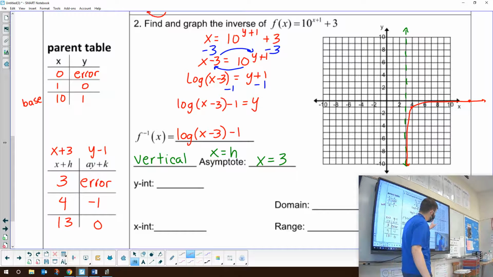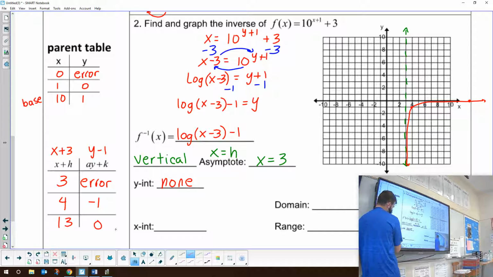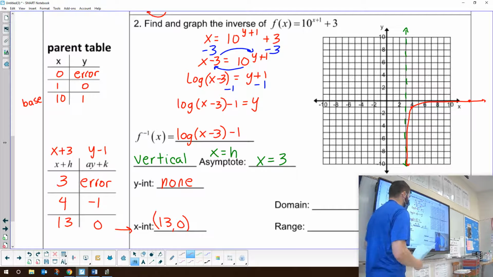Now, I want you to look at this graph, and you should be able to tell that we're not going to have a y-intercept because we can't cross over this asymptote. We can't get to that y-axis, so we're going to have no y-intercept. And my x-intercept, it already tells me what my x-intercept is. We have this point at 13, comma, 0. And so my x-intercept's at 13, comma, 0.